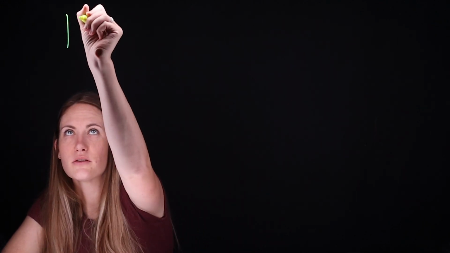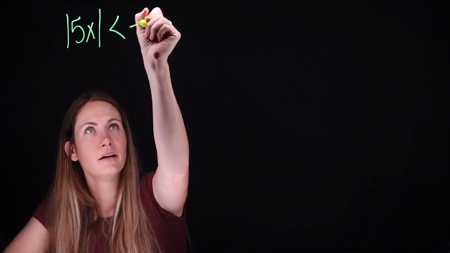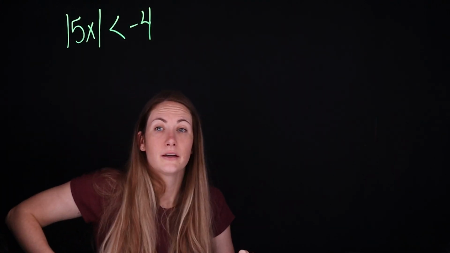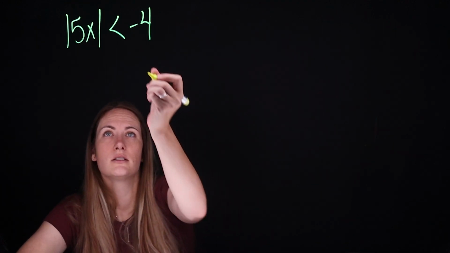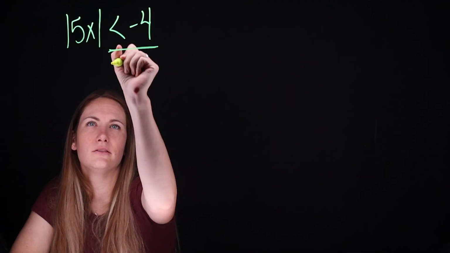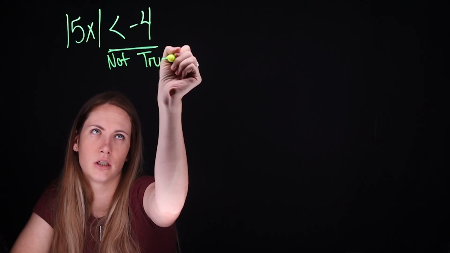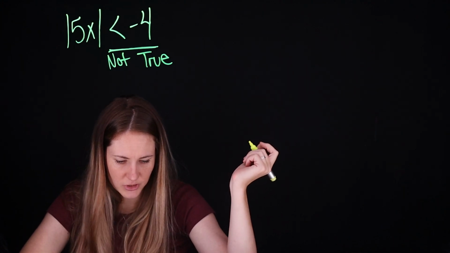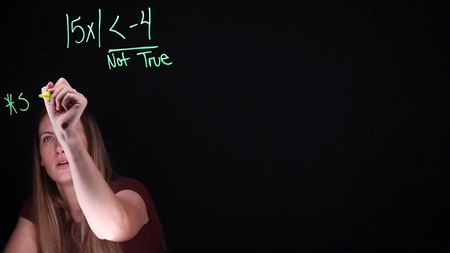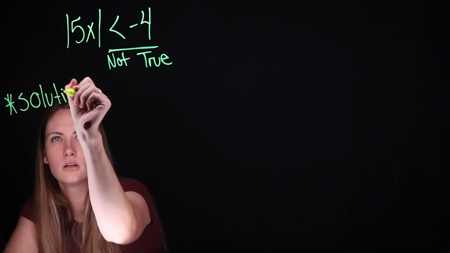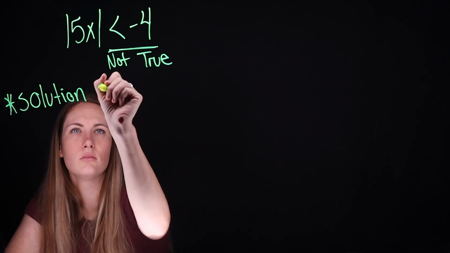So we have the absolute value of 5x is less than negative 4. Can an absolute value be anything but positive? So when I see this less than a negative, it's not true. So there's an option that says empty set. This one is solution set is empty.